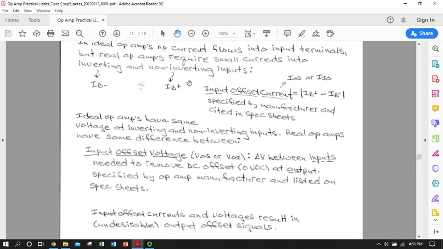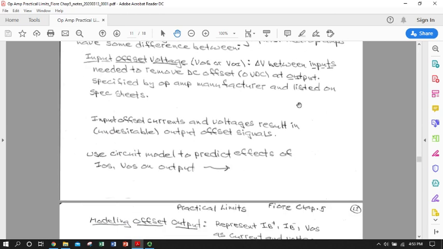So again, the IB inverting and non-inverting represent the actual tiny amount of current flowing into each of those terminals, and the IOS was the difference between those tiny amounts of current, expressed as an absolute value. That tiny amount of current ends up resulting in a tiny voltage difference between the inverting and non-inverting terminals. That's going to be a spec sheet value called VOS, V subscript OS, so that's input offset voltage.